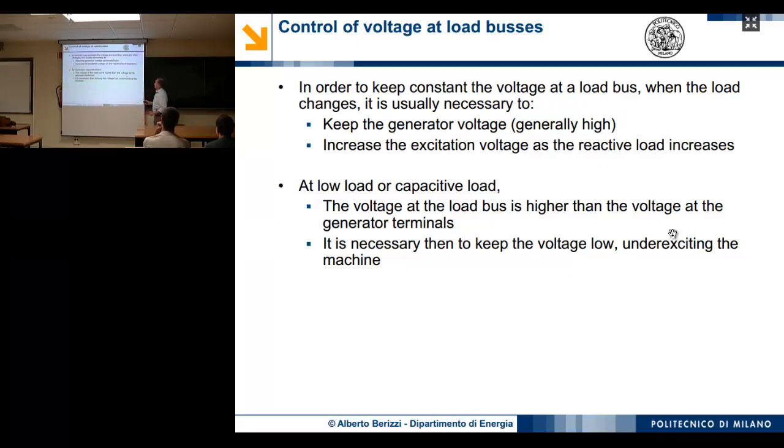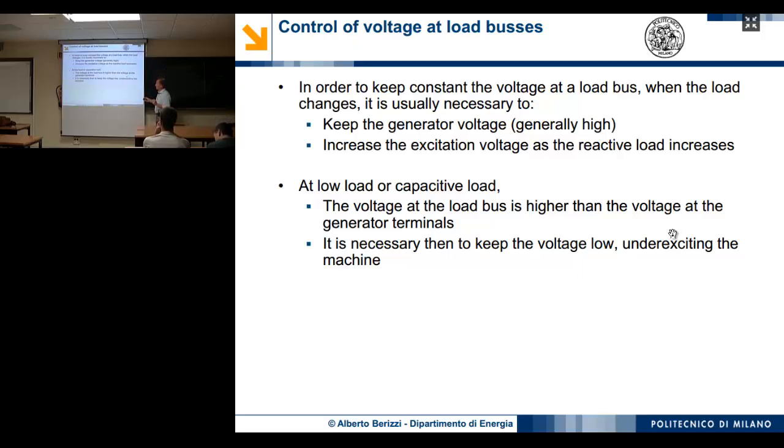In general, we must face the problem of the capability limits of the generator. So we must be careful. We don't want to lose the control. In general, the system is in good conditions if the voltage is high, but not always. And in general, if the reactive load increases, then you must increase the excitation current in our generator. This is the normal operating condition.